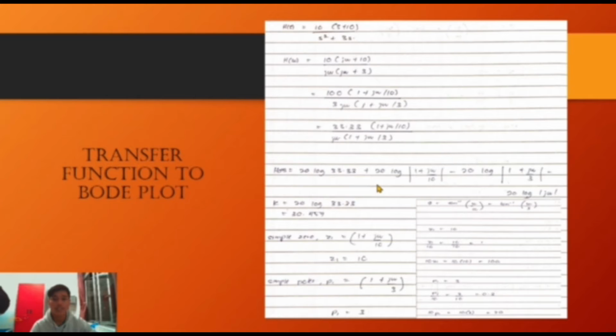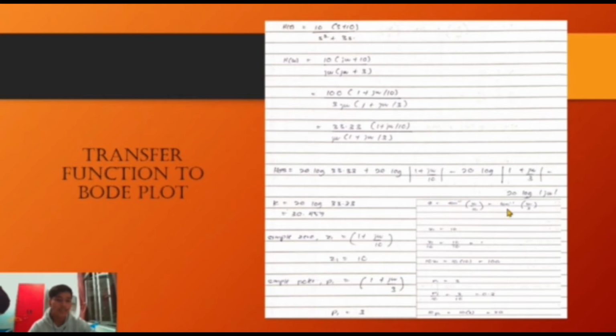Firstly, we need to find the value of K. So 20 log 33.33, we got 30.457. For the simple zero, we need to identify the value of z1, which is 10. Next, we need to identify the value of p1, which is equal to 3.